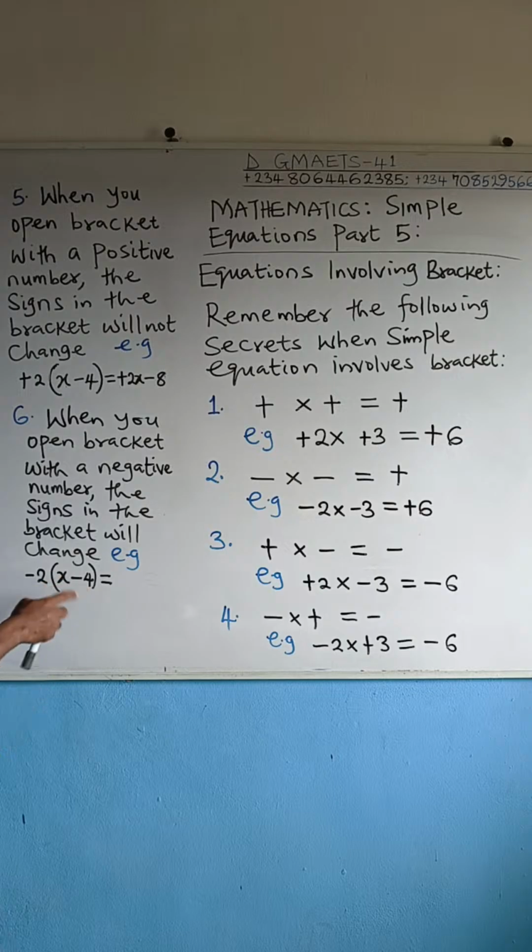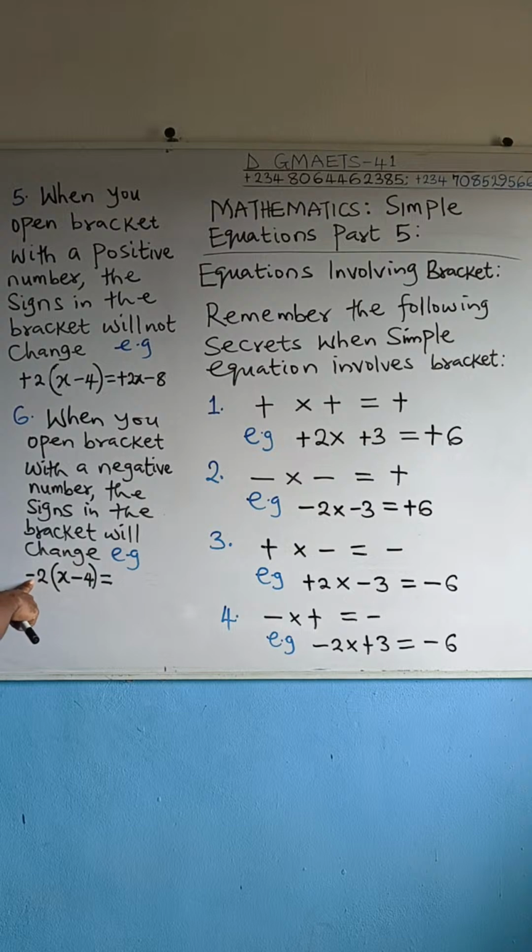So the signs in the bracket are plus x and minus 4. The signs we have in the bracket are plus and minus. Now you are using a negative number, minus 2, to open up the bracket. What will happen to this plus x here? That plus will change to minus. And what will happen to this minus 4 here? This minus will change to plus in the answer you are going to get.